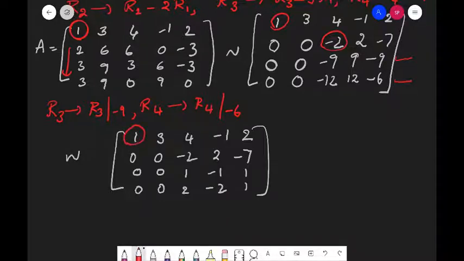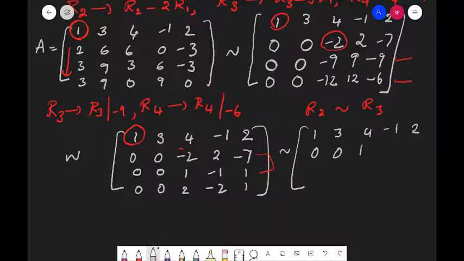And then this is pivot. And now this minus 2 should be pivot, but before that it will be easy if I exchange these two rows. So let me exchange rows R2 and R3. So this matrix is transformed to 1, 3, 4, minus 1, 2. Now the third row will come here, 0, 0, 1, minus 1, 1, 0. Then the second row will go to the third row, minus 2, 2, minus 7, 0, 0, 2, minus 2, 1.